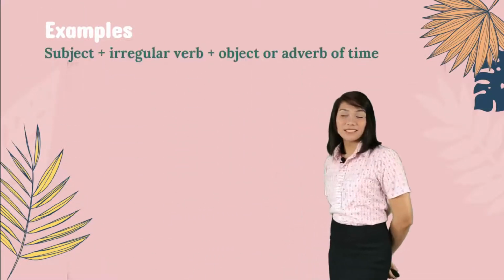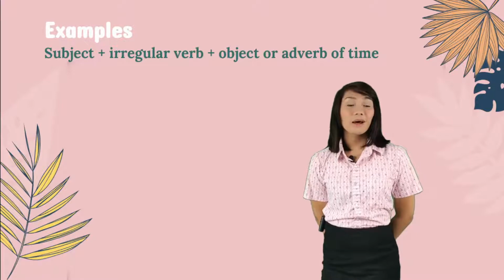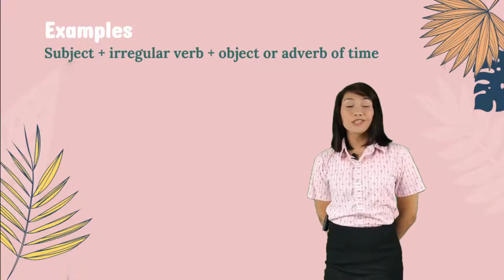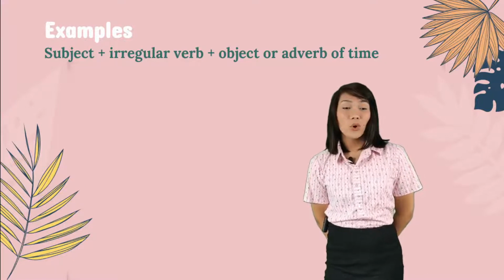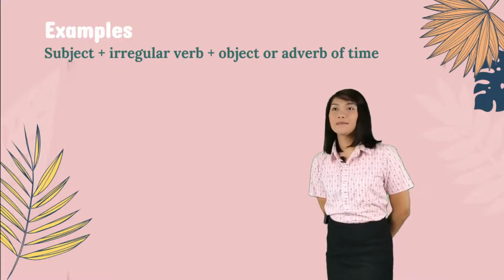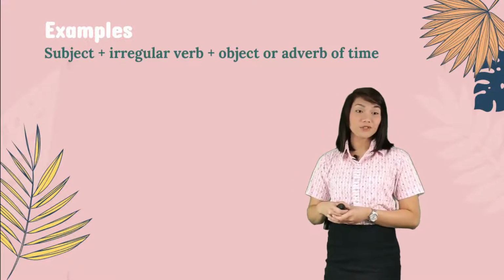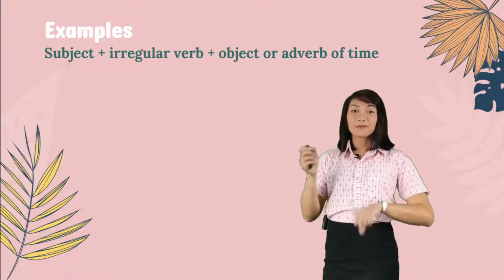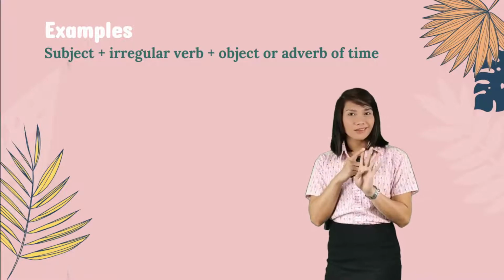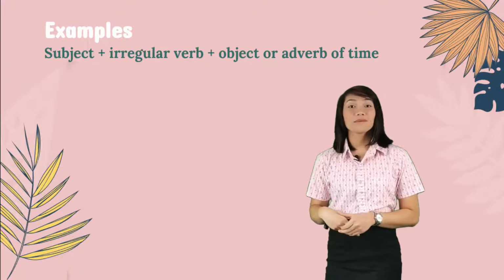Now let's have the first example. Okay, so today I'm going to be giving you the structure of the past simple tense. Now we have subject plus irregular verb plus object or adverb of time. Now what do we mean by adverb of time? Adverbs of time are the adverbs that we usually use if we are referring to a certain time. For example, yesterday, today, tomorrow, next week, next month, or next year. Those are the basic examples of adverbs of time that we're going to be using.